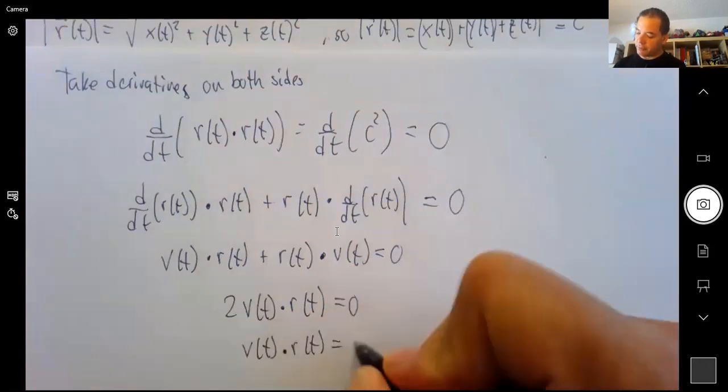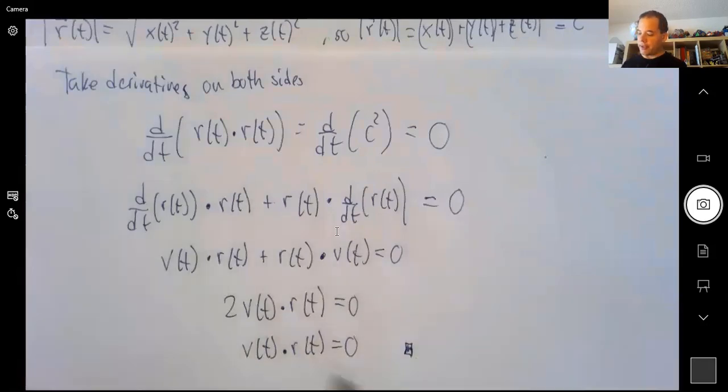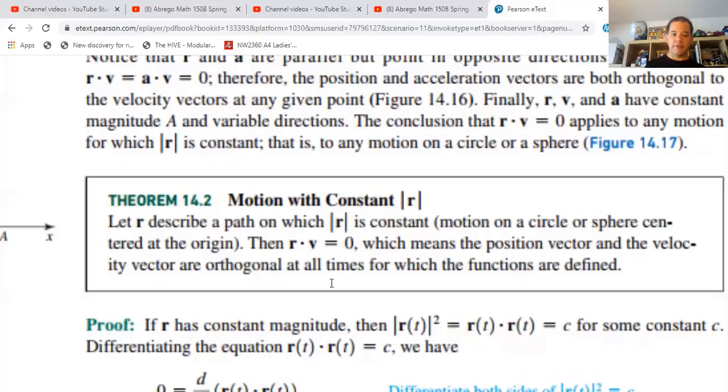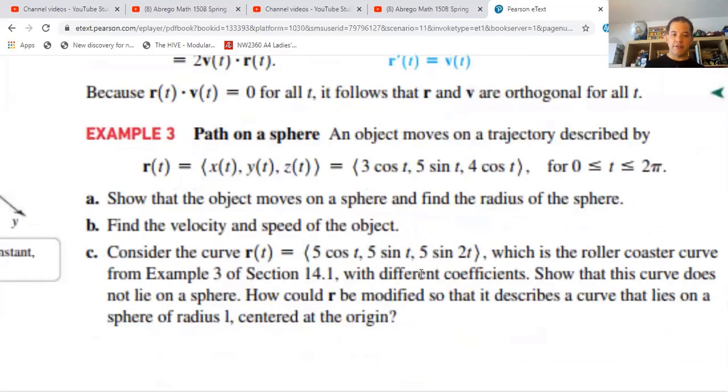And that's what we wanted to prove, right? We wanted to prove that these two were orthogonal, that the velocity and the original function are always at 90 degrees. They are at a 90-degree angle. All right? So this is the end of the proof. So now we can go and do an example. Let's go to the book to do the next example. It's right here. It says path on a sphere. Take a look.